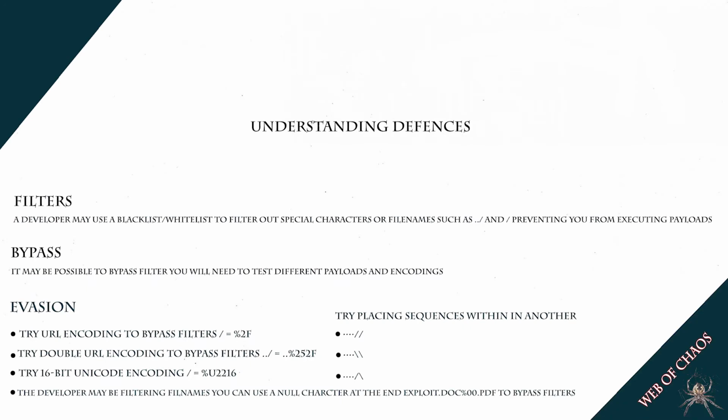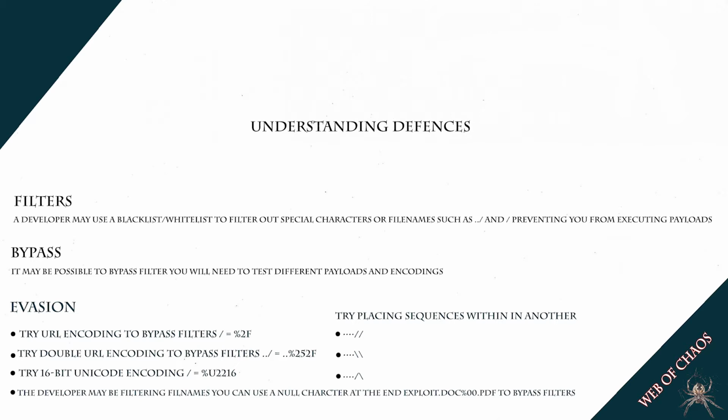In this slide I'll be discussing what exactly are filters. A developer may use a blacklist or whitelist to filter out special characters or file names, such as .. and /, preventing you from executing payloads. The website still may be vulnerable, but you will need to use encoding. Bypass: it may be possible to bypass filters. You will need to test different payloads and encodings.